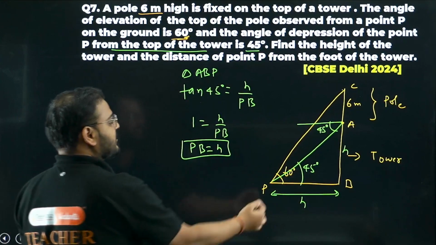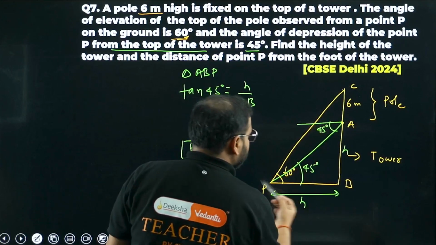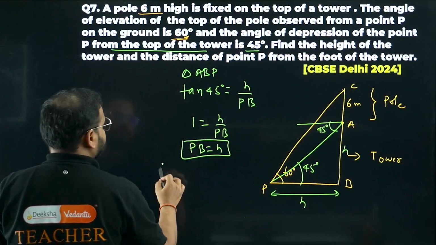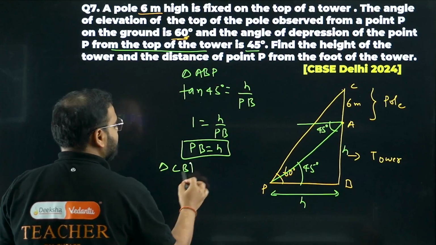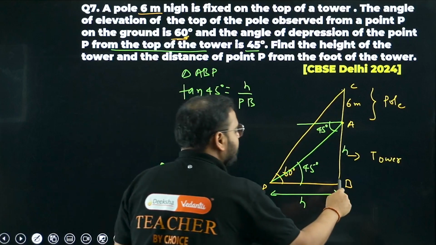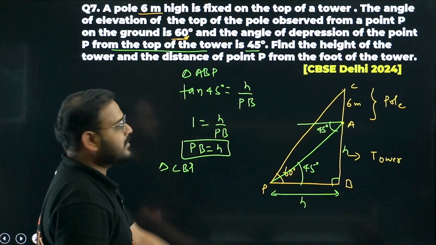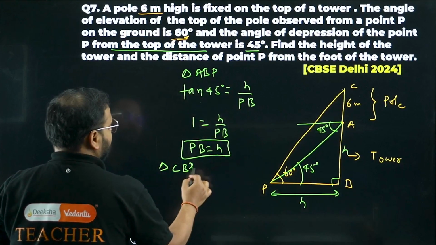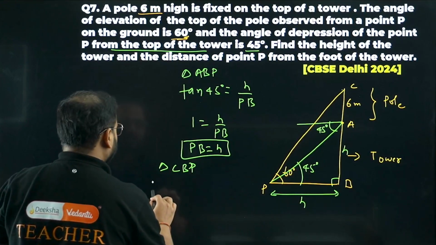Now apply for 60 degree. So which triangle, sir? Triangle CBP. The big right angle triangle CBP. This is the right angle, right? Check here. CBP means the height of the tower and pole together. Okay, so apply, again, tan 60 degree.